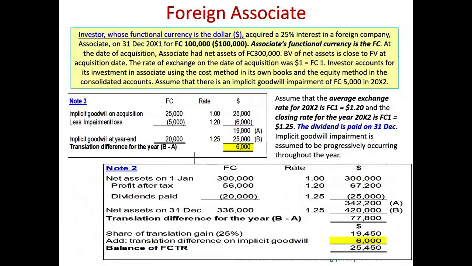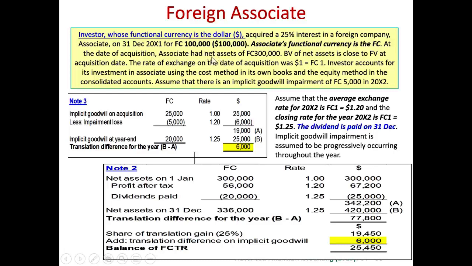Now we start to translate the net assets and the goodwill. There should be three components: book value of net assets, fair value adjustments, and the goodwill. We don't have fair value adjustments because the question says there are none. So we first translate the book value of the net assets.